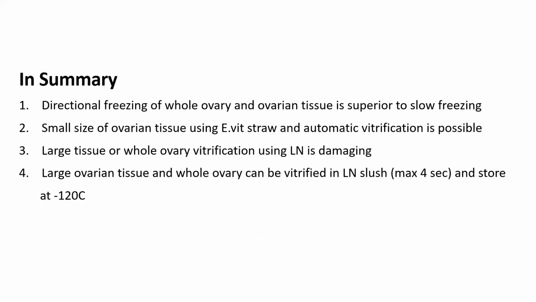So in summary, directional freezing of whole ovary and ovarian tissue is superior to slow freezing. A small size of ovarian tissue using EVIT, the straw, and automatic vitrification is possible. Large tissue or whole ovary vitrification using liquid nitrogen is damaging. And this is why we use this new protocol of vitrification, where we do rapid cooling in liquid nitrogen slush for maximum 4 seconds, and then cool gradually to minus 120 degrees and store at this temperature.